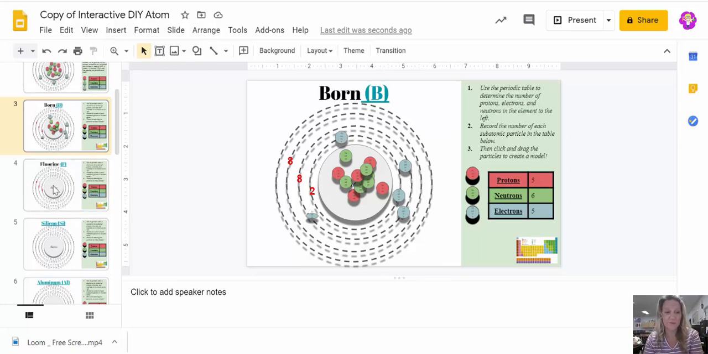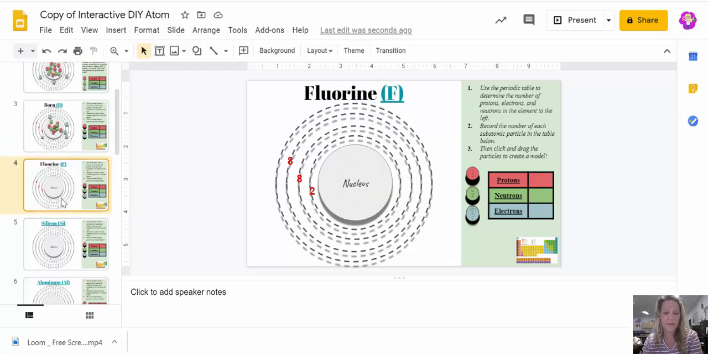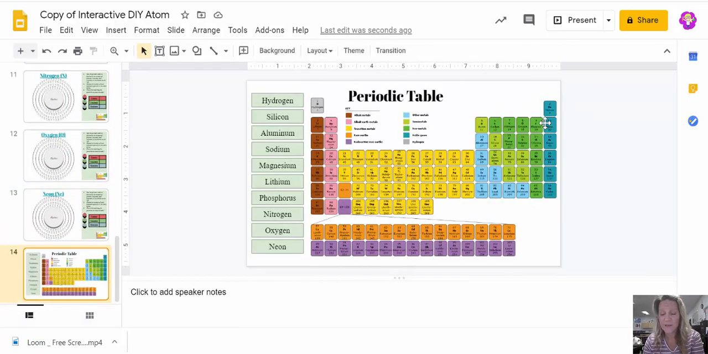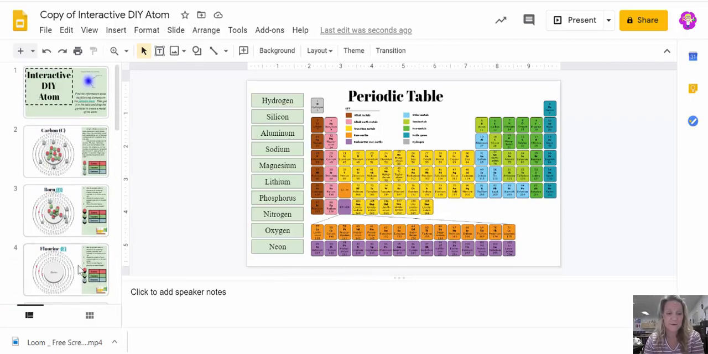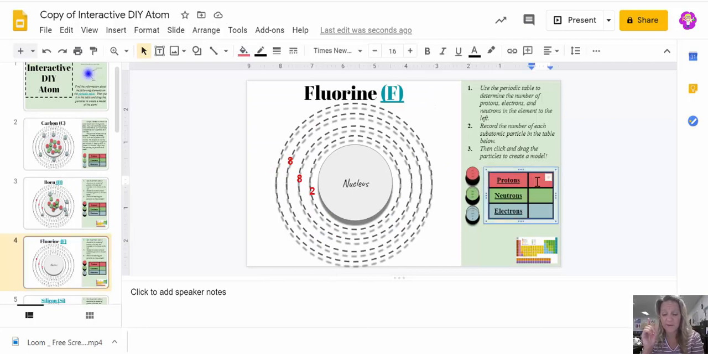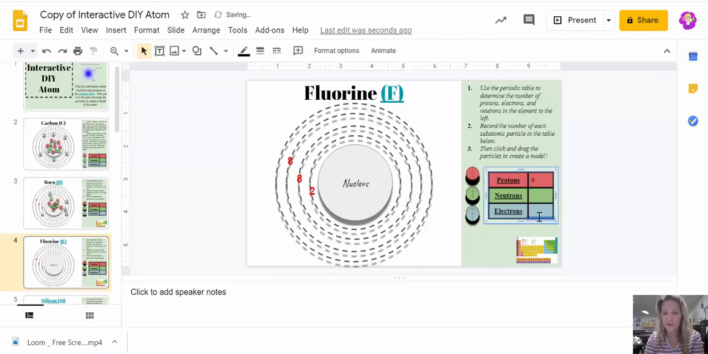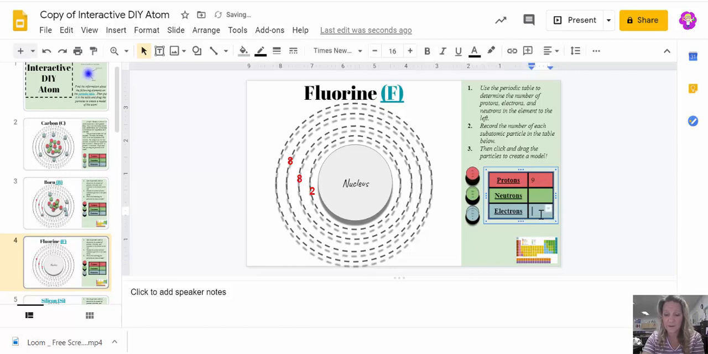Let's try the next atom, which is fluorine. Okay, here we are at fluorine. Let's head down to the periodic table and see what fluorine is in the periodic table. So here's fluorine. It has an atomic number of 9 and an atomic mass of 19. So atomic number of 9, that means we have 9 protons, and that means we also have 9 electrons. And for neutrons, we're going to do 19 minus 9, which is 10. Yay, I can math. Okay, let's add the 9 protons to where? You guessed it. We add 9 to the nucleus.